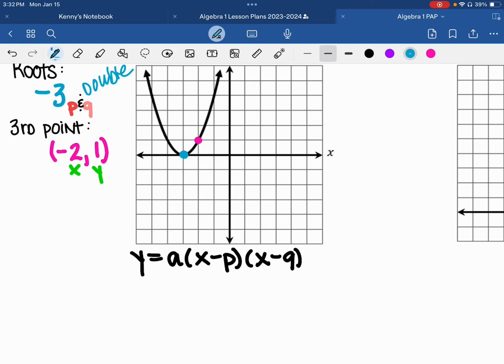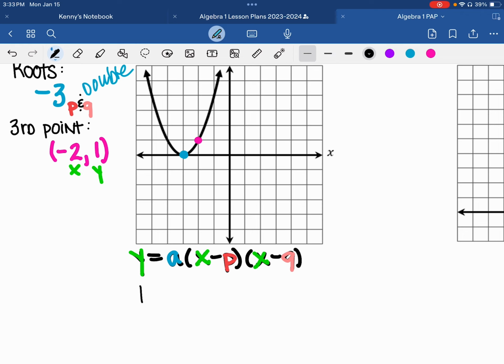And let's just remind ourselves what we're going to substitute in. So we're going to substitute in y, we're going to substitute in x for both x's, and then we're going to substitute in p, and we're going to substitute in q, but they are going to be the same number. Let's go ahead and substitute.